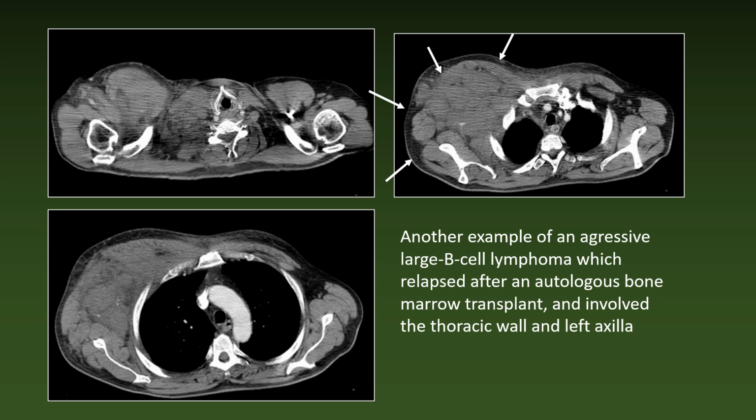Another example of an aggressive large B-cell lymphoma, which relapsed after an autologous bone marrow transplant and involved the thoracic wall and left axilla.